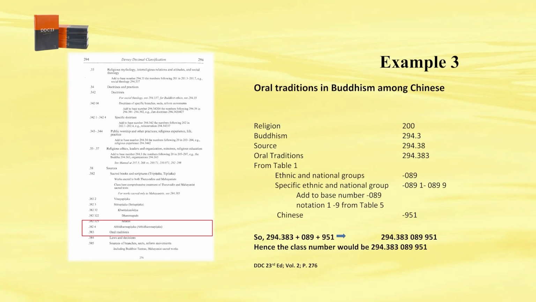So we have got all the three facets. One is Buddhism, the second one is oral tradition, and the third one is Chinese.